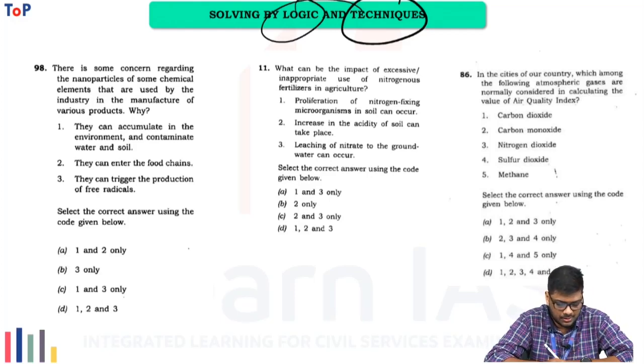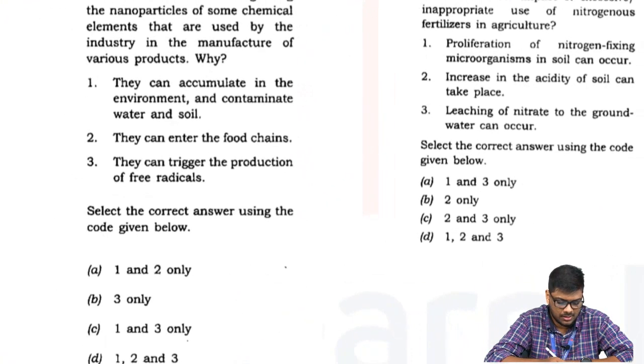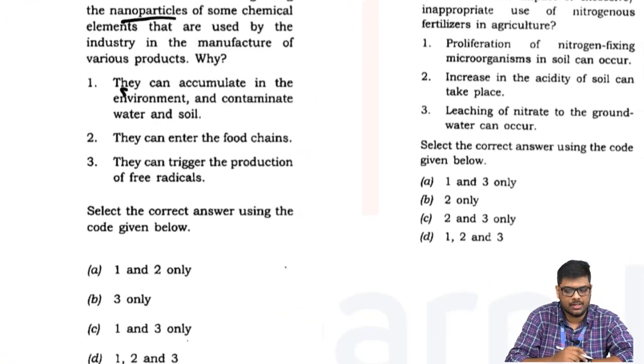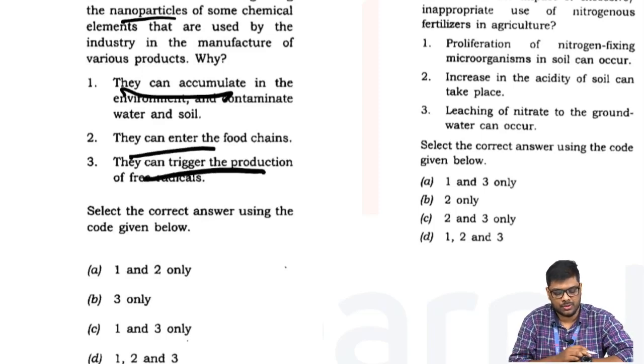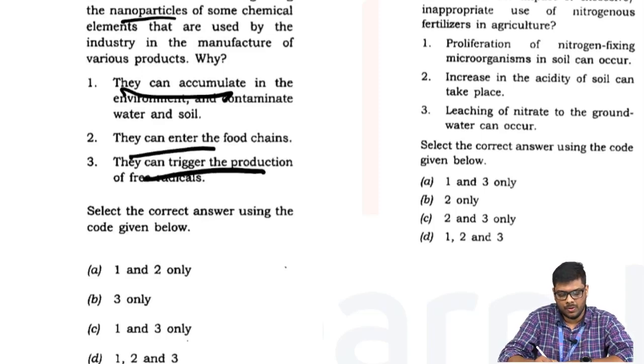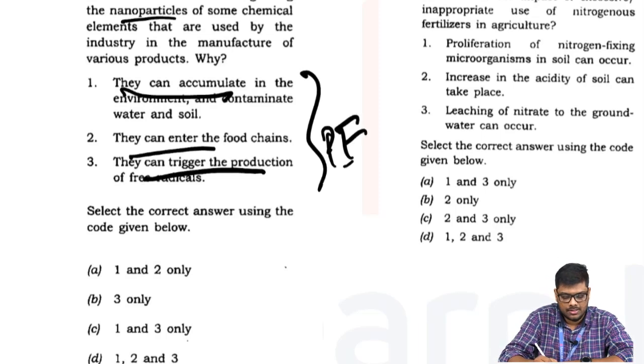This question is regarding nanoparticles. See, nanoparticles can accumulate. They can enter the food chain. They can trigger the production of free radicals. These are all possibility enhancer statements.